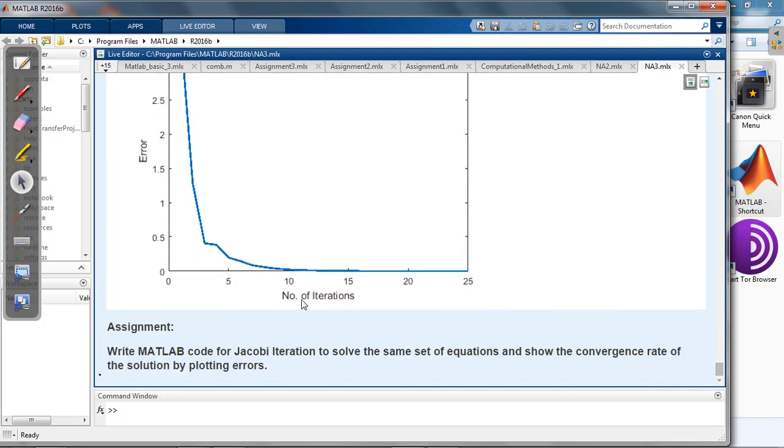So this is the Gauss-Seidel method. One small assignment is there: try to write the code for the Jacobi iteration of the same problem.